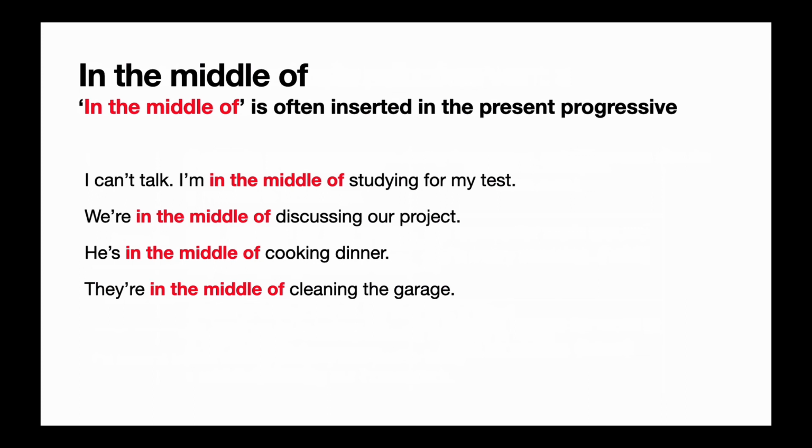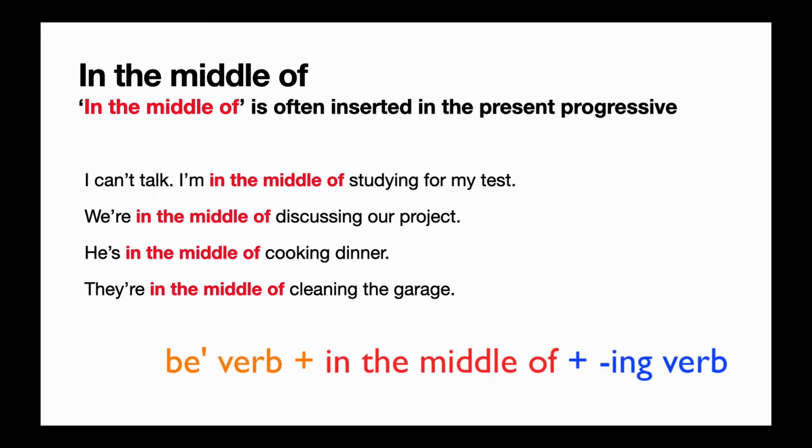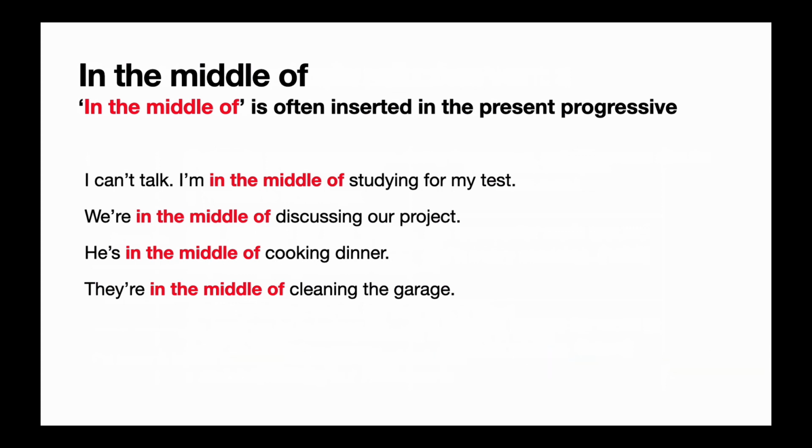In the middle of is often useful in the present progressive form because we often use the present progressive to describe something that's happening now. So we can say, I can't talk. I'm in the middle of studying for my test. We're in the middle of discussing our project. He's in the middle of cooking dinner. They're in the middle of cleaning the garage. And we just put this in the middle between the be verb and the ing verb. And this is a very common way of using the present progressive form.